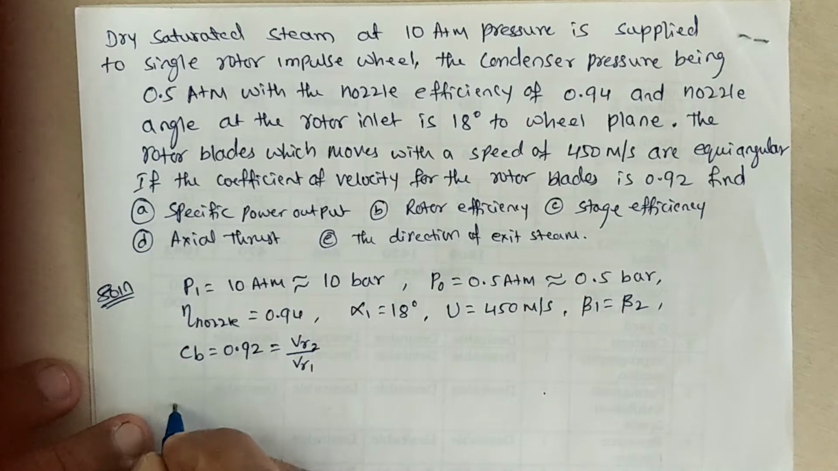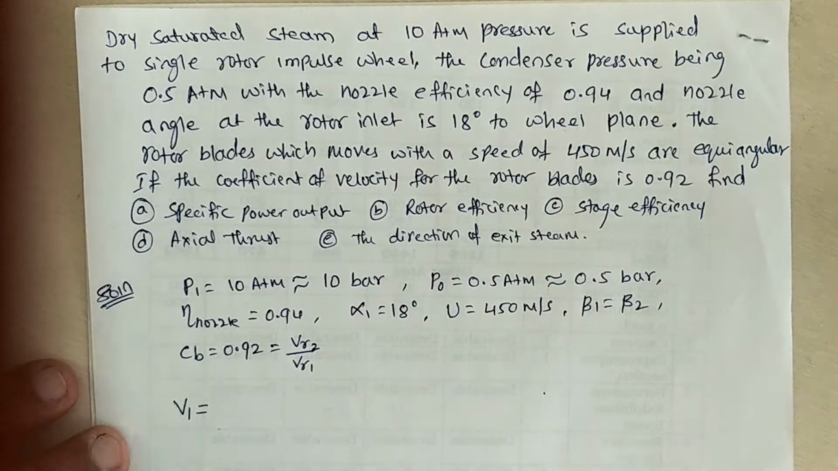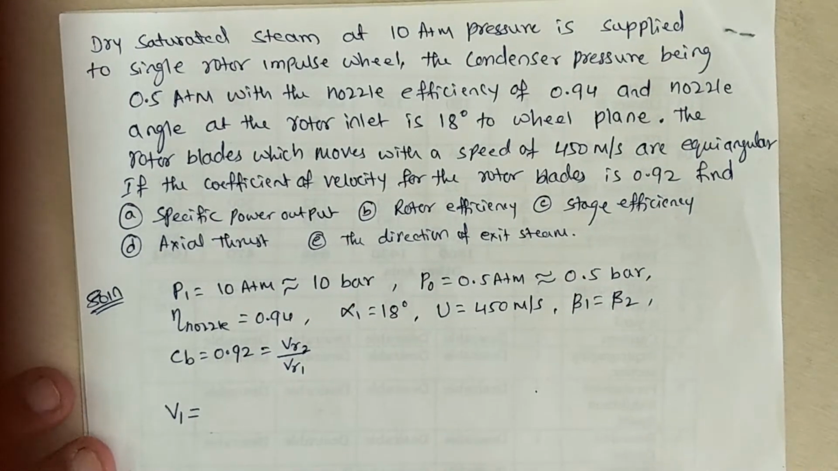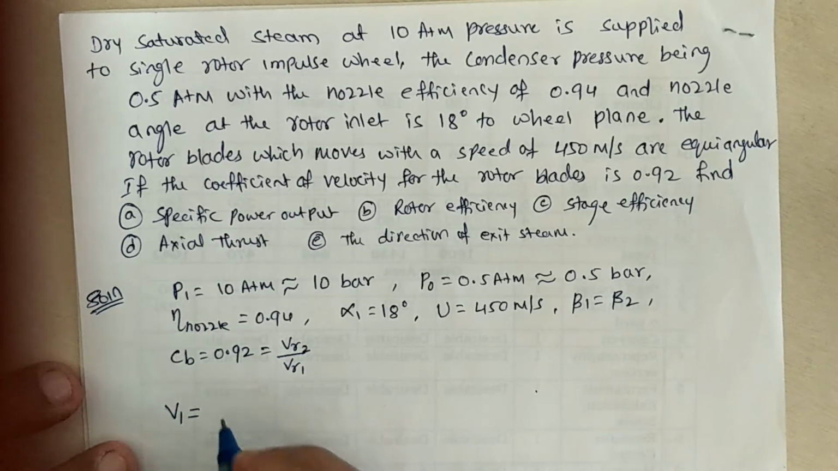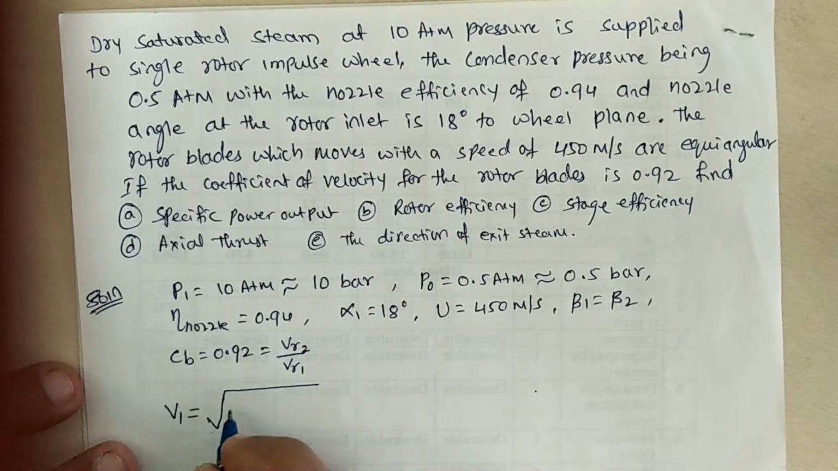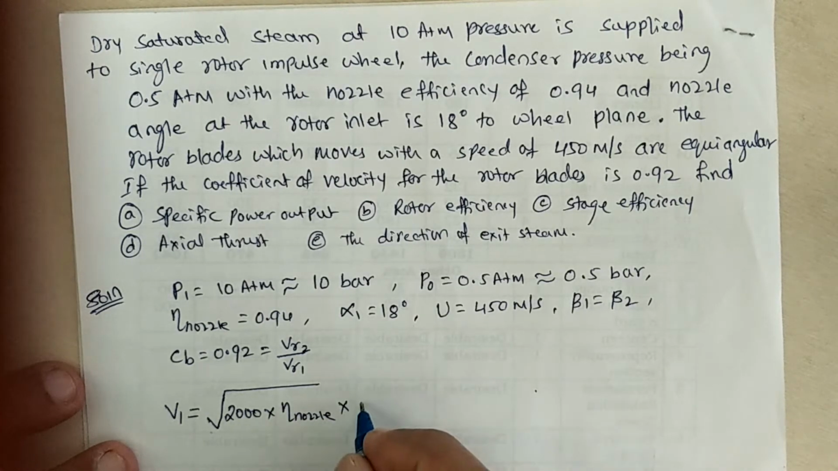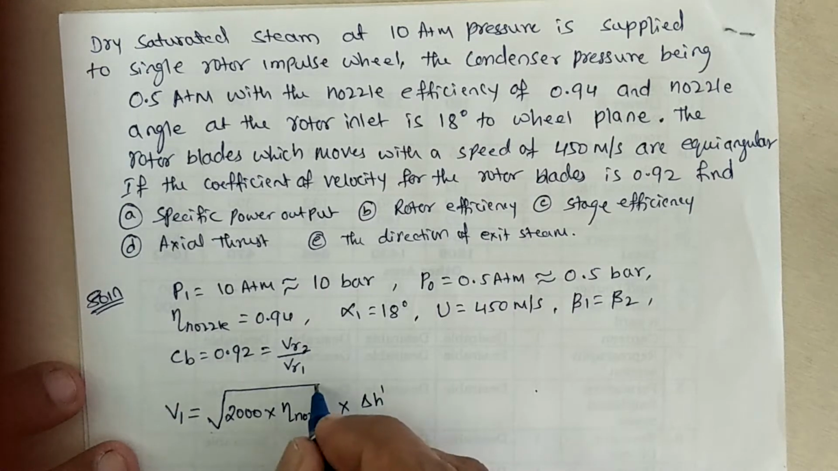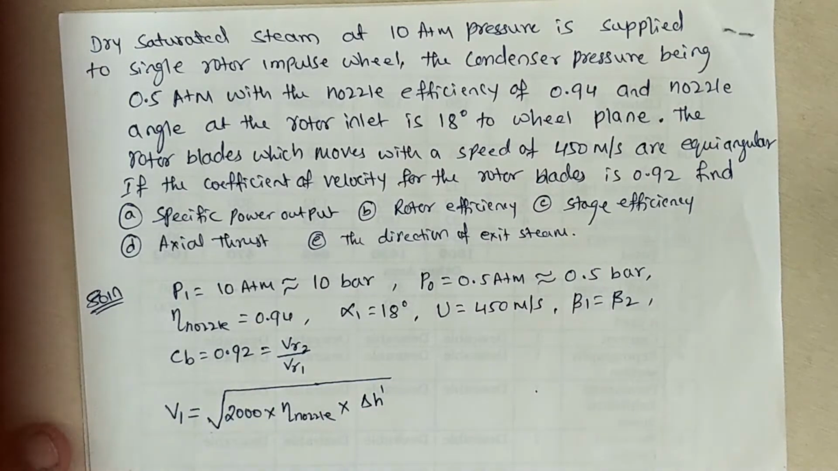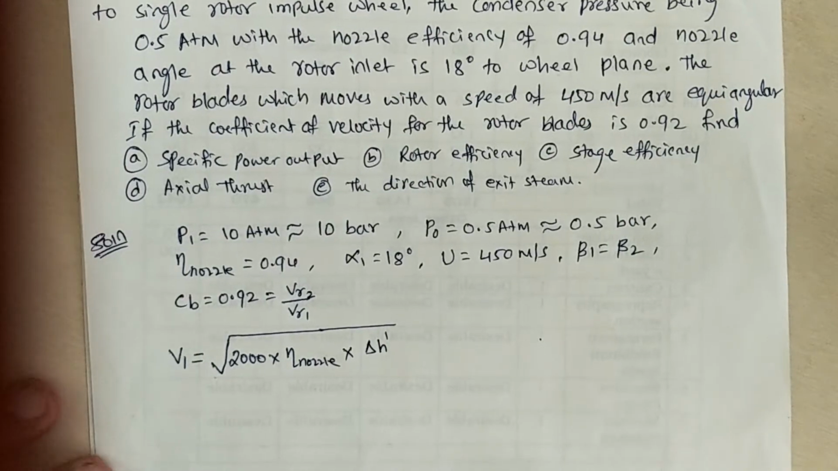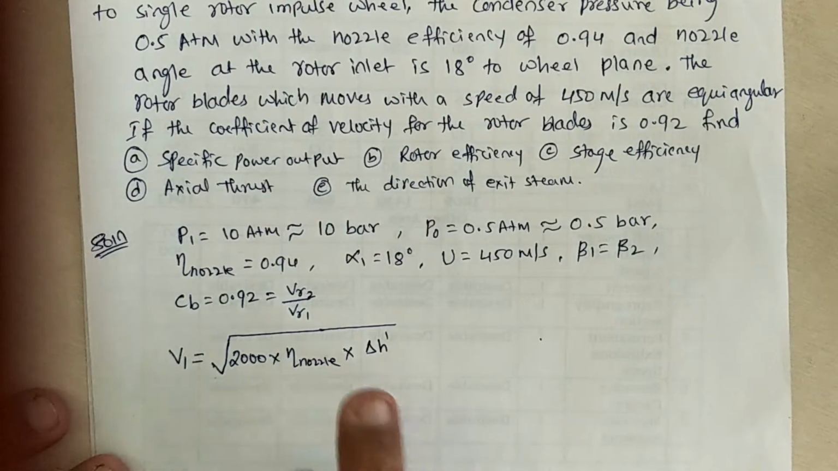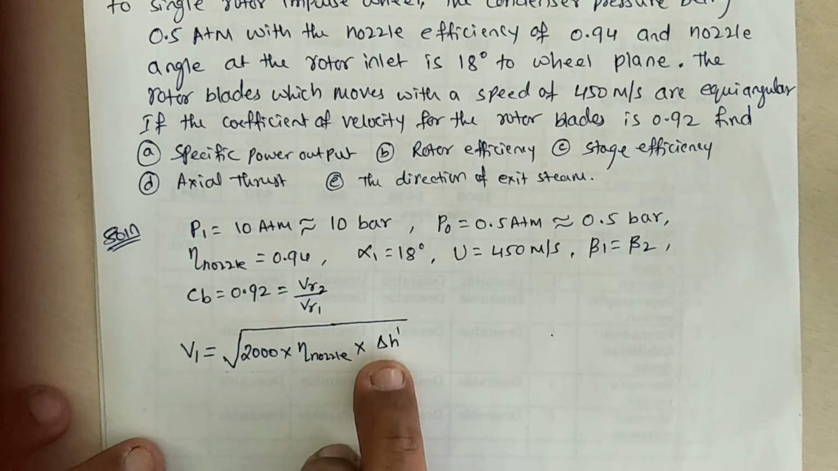So V1 is the absolute velocity of the steam at inlet. V1 is equal to square root of 2000 into nozzle efficiency into delta H dash. So this is the equation to calculate the value of the absolute velocity at inlet, V1. But in this problem we don't know the value of delta H dash.